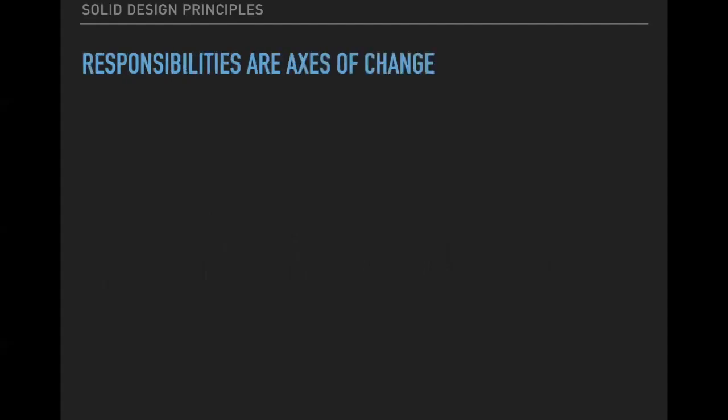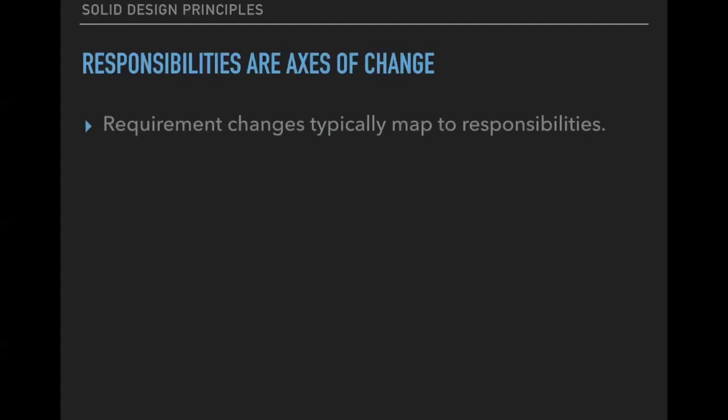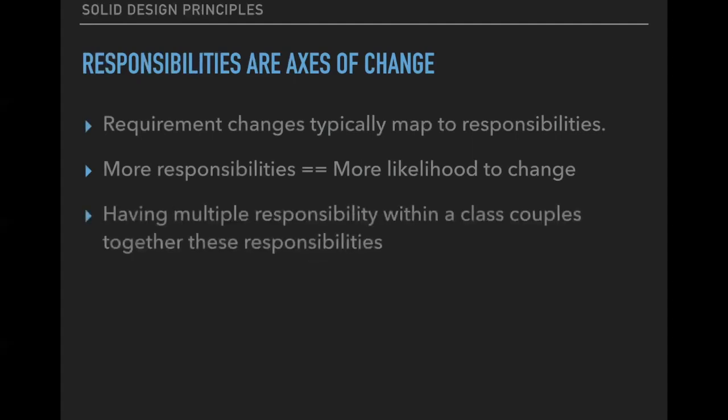So basically, responsibilities when we talk about classes are defined as axis of change. Requirement changes typically map to responsibilities. So when you have more responsibilities for any class, there are more chances that it will change. When we say an object is doing multiple tasks, then there are multiple reasons for the object to change, and that is what single responsibility principle avoids.